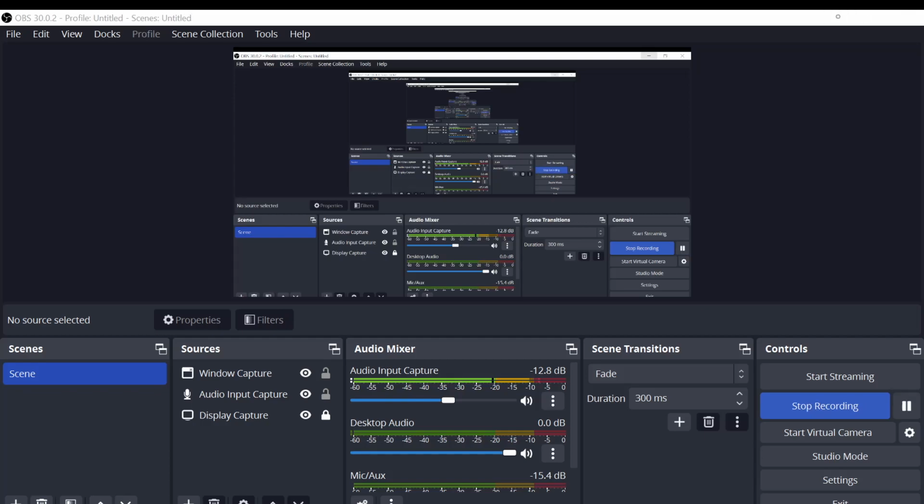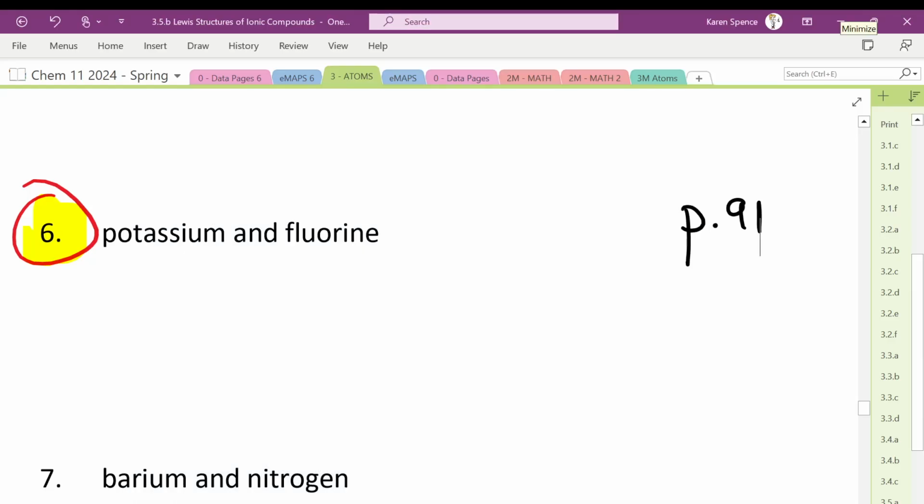Start recording. And we had just started to look at writing Lewis structures for ionic compounds. So when you are doing an ionic compound, this is on page 91, number 6. That was your homework. I want you to check your work and see if you would get full credit for what you wrote. Okay, so we're going to mark it just the way I would mark on a test.